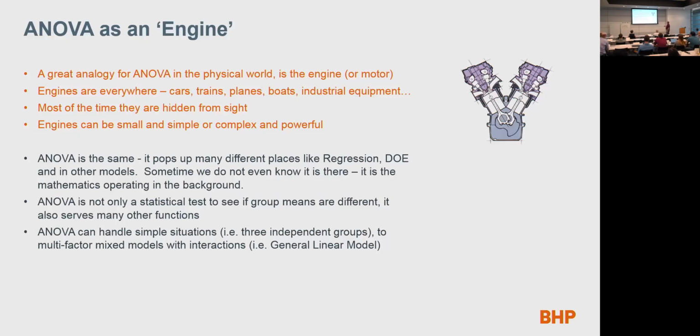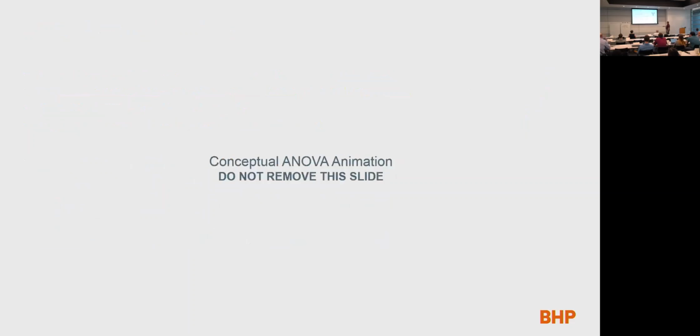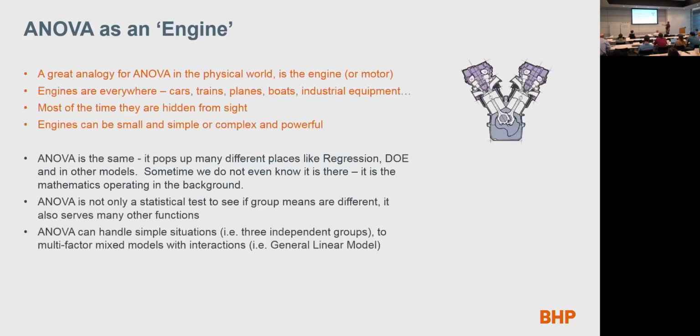And I think I covered all that. Oh, here it is. ANOVA can handle simple situations, and I'm going to show you some of those, all the way to very complex multi-mix models with interactions, general linear models, very complex scenarios. You have to get pretty smart to know how to implement these general linear models. Now, again, you guys ready for more animation?